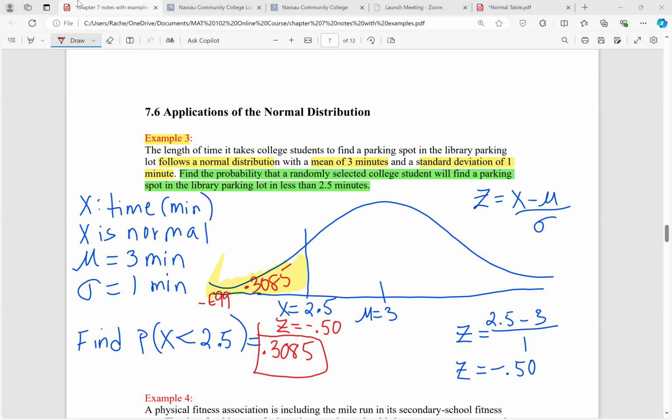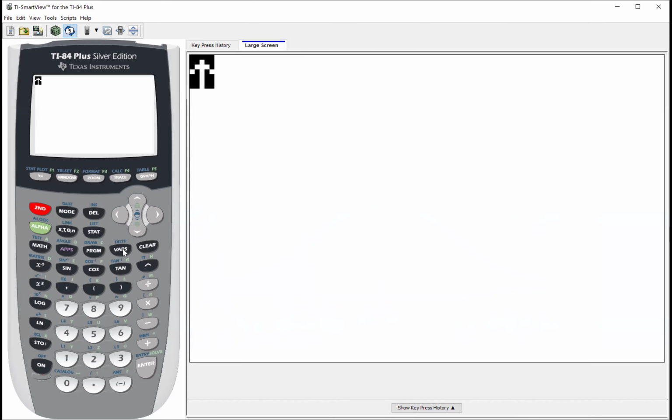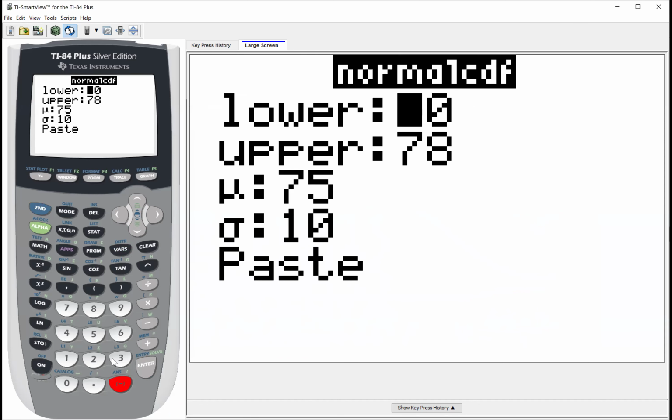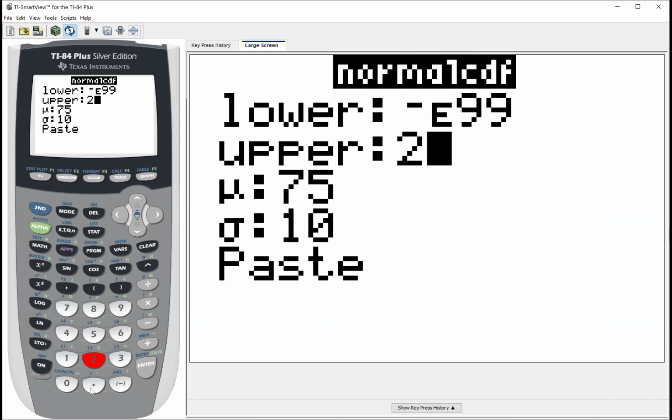So here's my calculator. So we're going to pull up normal CDF. Remember, we press second and then the Vars key. Option 2 is normal CDF. My lower is negative E99 because we're coming in from the left. My upper, where the shading stops, is 2.5.